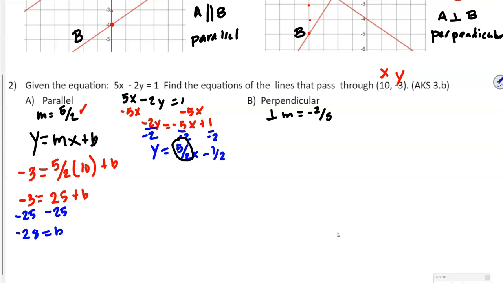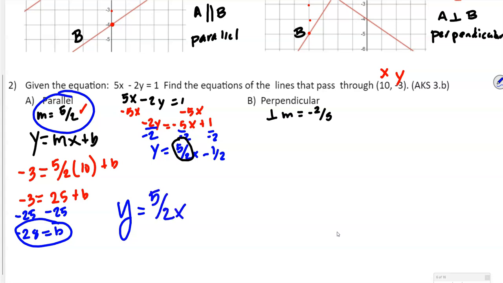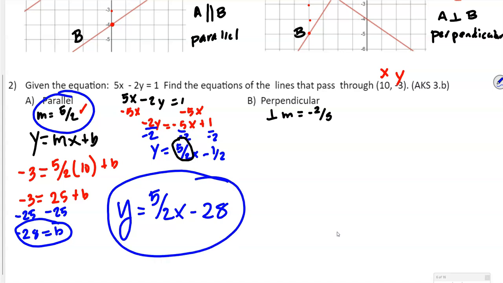Now, what do we do? We plug the b and the m. Here's our m, there's our b. We plug those back into the equation. So y is equal to 5 halves x minus 28. There's our answer. Now, same process over here.